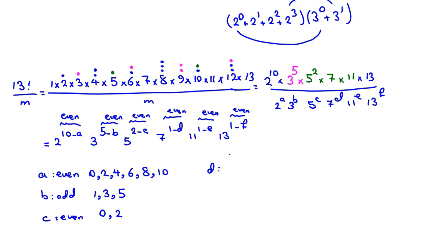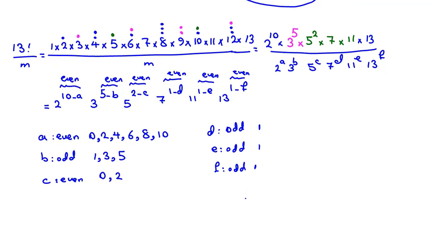1 minus D should be even, so D should be odd, and the only possible case is 1. Similarly, E should be odd, so 1. F should be odd, so 1.